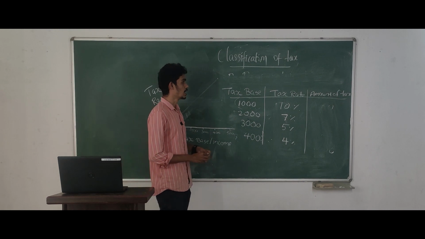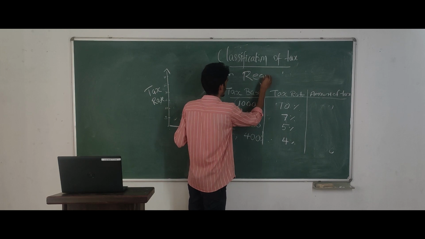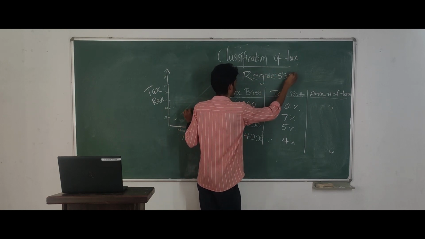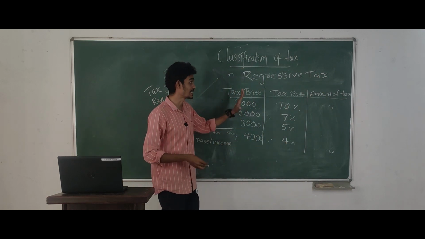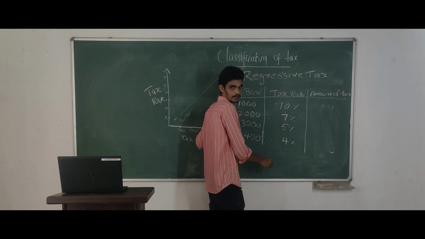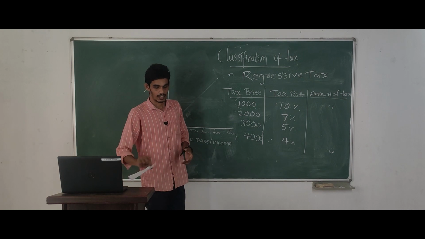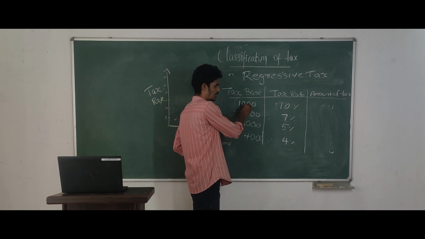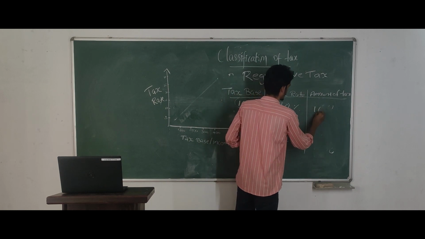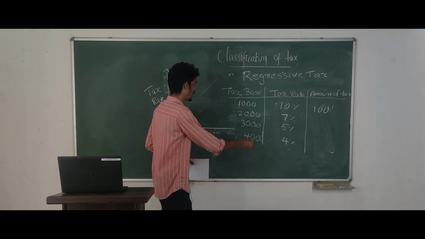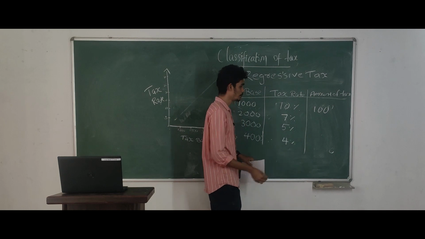In the case of regressive tax, if income increases, the tax rate will decline. There is an opposite relationship between income and tax rate. Here income is 1000, the tax rate is 10%. That means the amount of tax is 100. Clear? Then income increases from 1000 to 2000, the tax rate will decline from 10% to 7%.